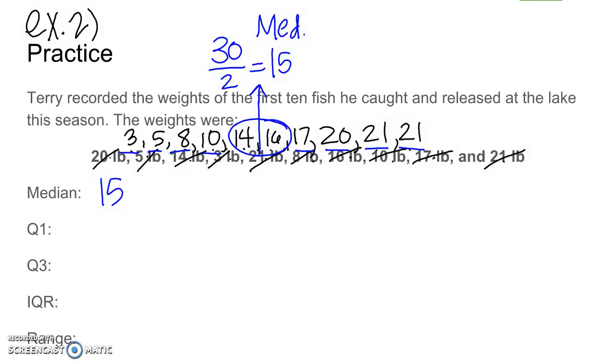Alright, now remember that this, between those two numbers, acts as my division for my upper half and my lower half of the data. To find Q1, I find the median of the lower half of the data, so I'm going to cross out 3 and 14, 5 and 10, and I get one number in the middle. This is Q1, 8. To find Q3, I'm going to cross out 16 and 21, 17 and 21. I get 20. This is my Q3, 20.